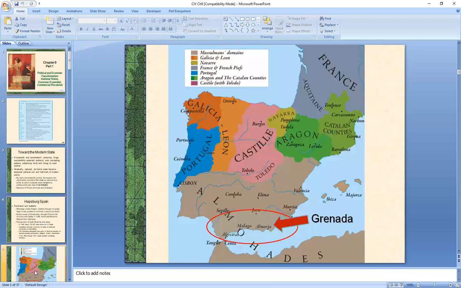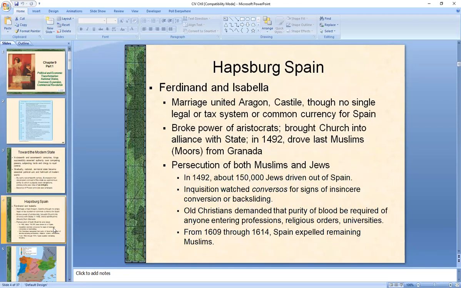And I can show you that here too. This kind of area down here would be Grenada. And they're persecuting Jews by driving 150,000 Jews out of Spain, also in 1492.